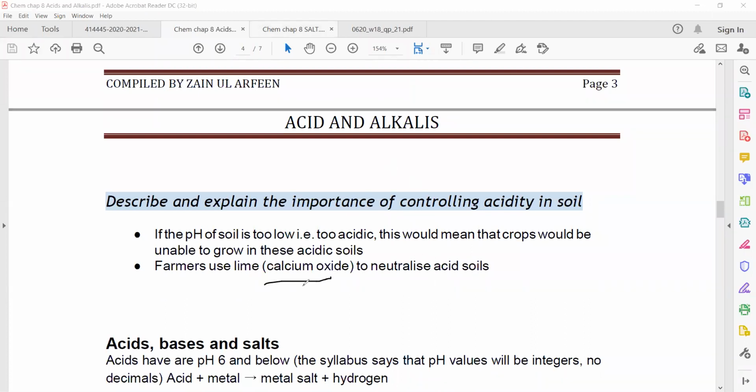But more effective than lime, we can also use calcium carbonate. Calcium carbonate is more effective as compared to calcium oxide. Why? Because calcium carbonate is insoluble. So if we add excess, more than enough, it will not make the soil alkaline. But if we use an excess of calcium oxide, which is sparingly soluble, it will turn into calcium hydroxide. So excess calcium hydroxide will make the soil alkaline.